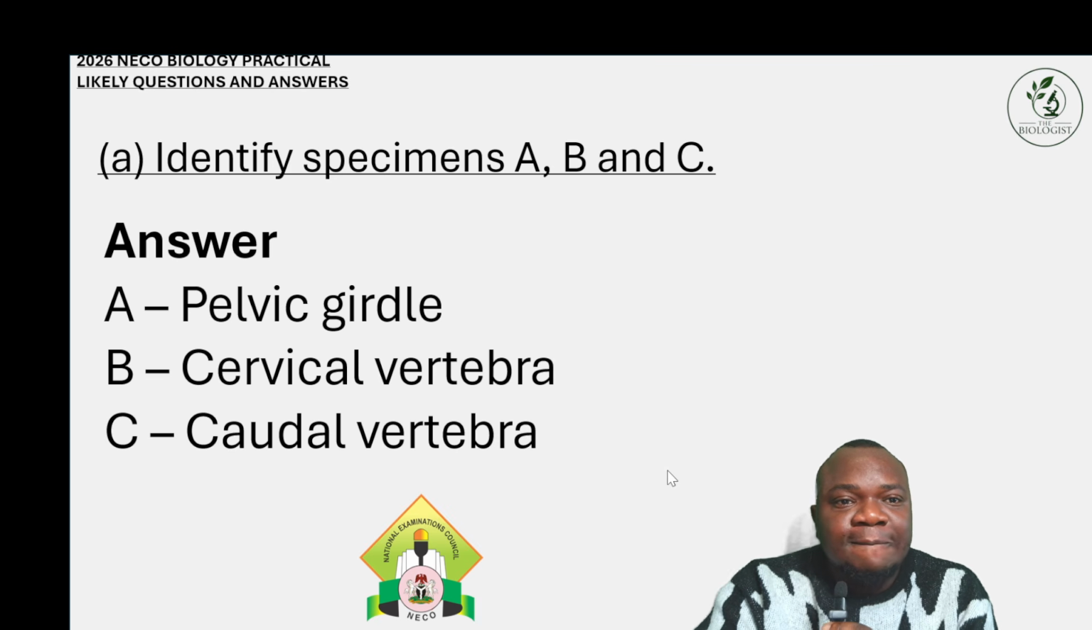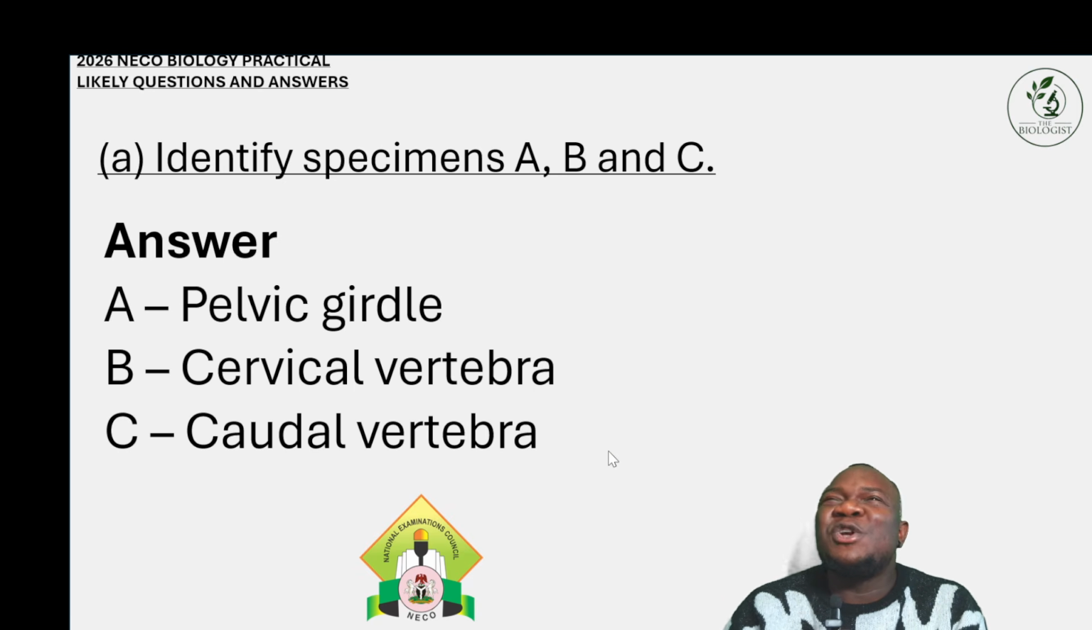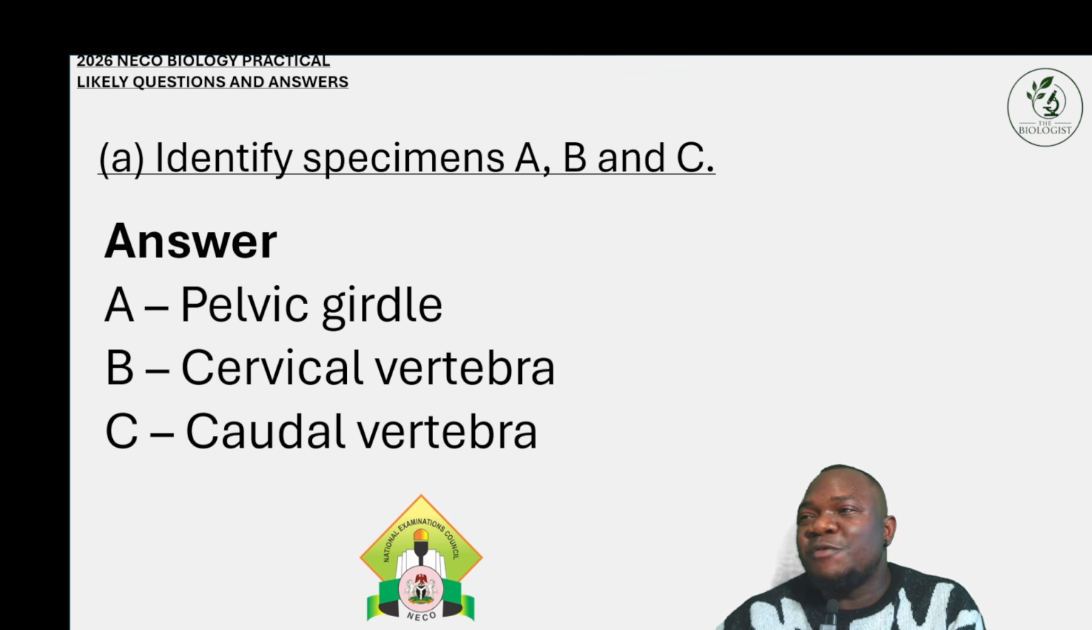For A, you have a pelvic girdle. B is a cervical vertebra. Then C is a caudal vertebra. It is very important for you to understand vertebrae perfectly. That's why in biology, you have to be comfortable with the skeletal system. Under the skeletal system, you come across different vertebrae: your thoracic, your caudal, your lumbar. You have to be very familiar with all these vertebrae.